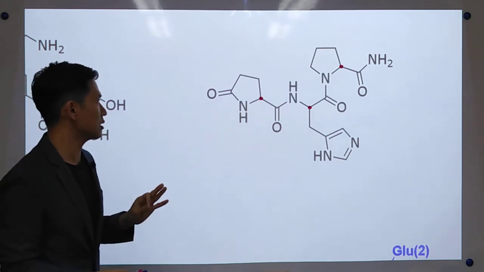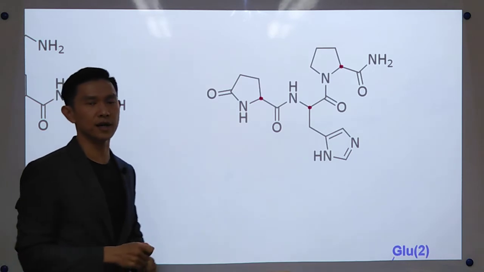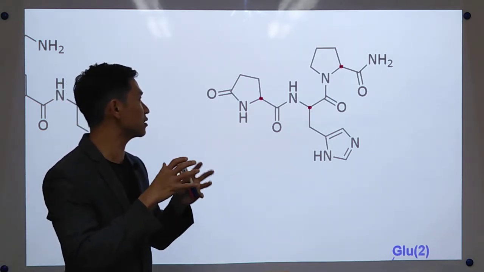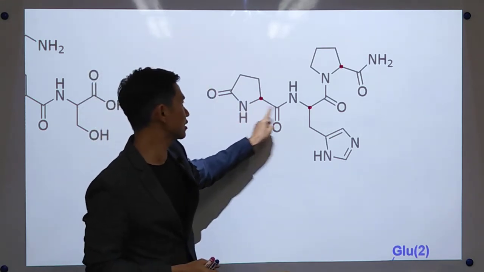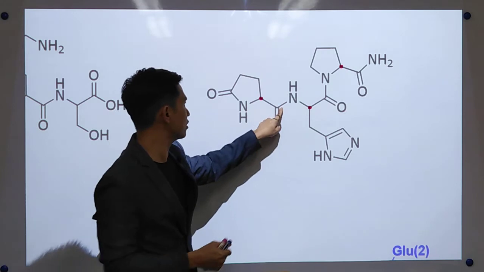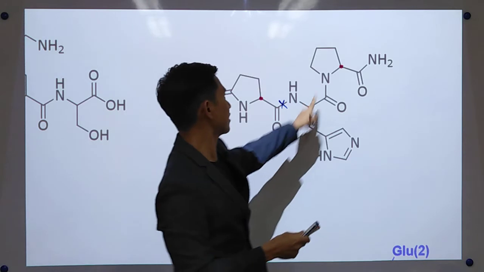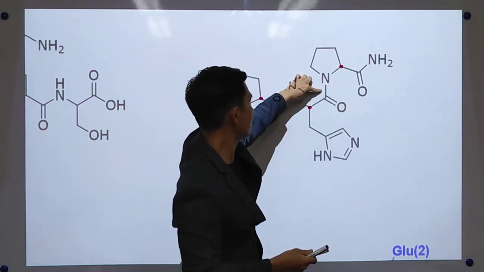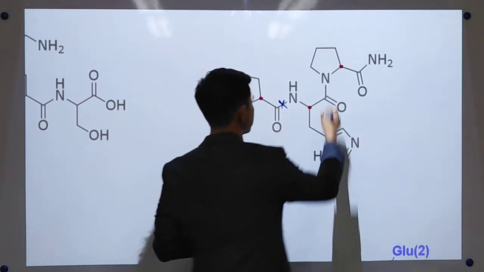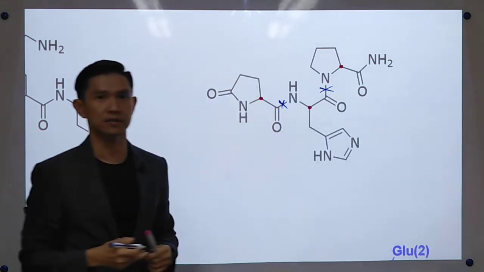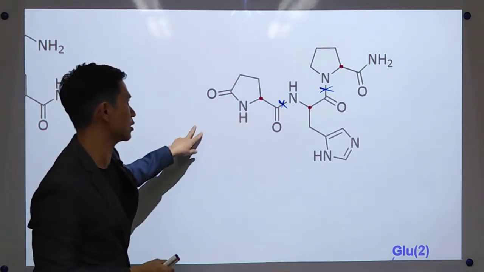Now you have to find the peptide bond. As I said, the peptide bond is the amide bond that links 2 amino acids. This is the first amino acid, this is the second amino acid. So in between, you have the peptide bond over here. Next, between this amino acid and that amino acid, you have a peptide bond that links the 2 dots together. That's it. So you have 3 amino acids, but only 2 peptide bonds to link them together.